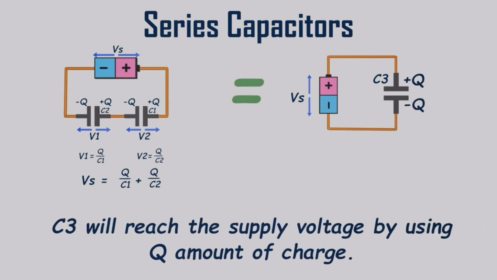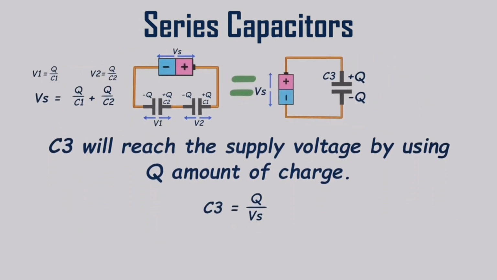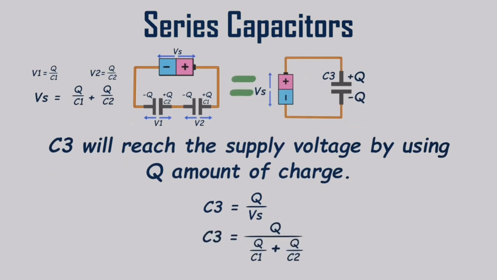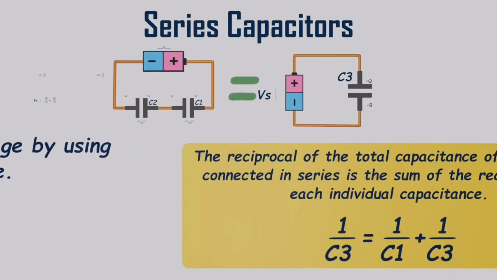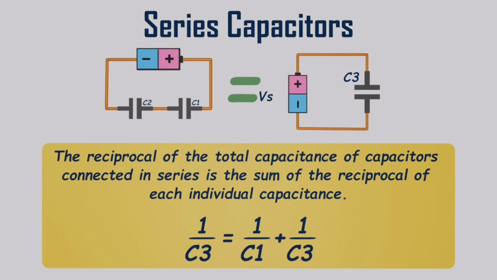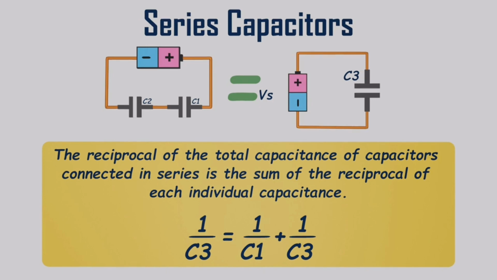Capacitor C3 will reach the supply voltage by utilizing the Q amount of charge. Hence, we can represent the capacitance of C3 as Q divided by Vs. We can replace Vs with the charge amount and the capacitance of each capacitor. Simplifying this expression by canceling common factors results in a relationship like this. In conclusion, the reciprocal of the total capacitance of capacitors connected in series is the sum of the reciprocals of each individual capacitance.